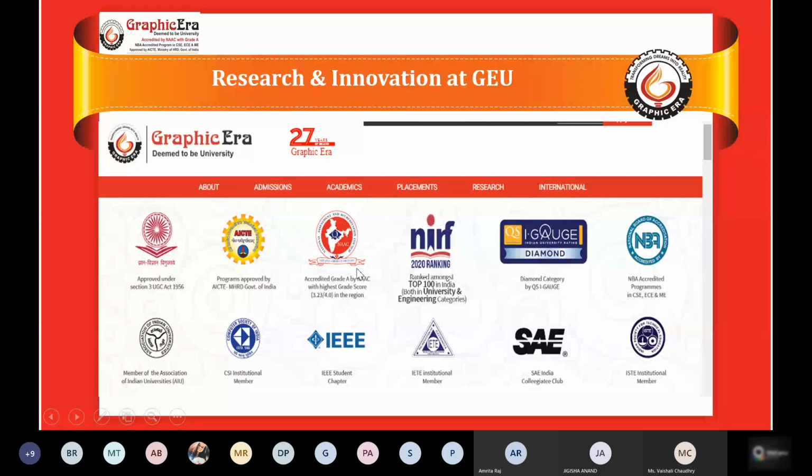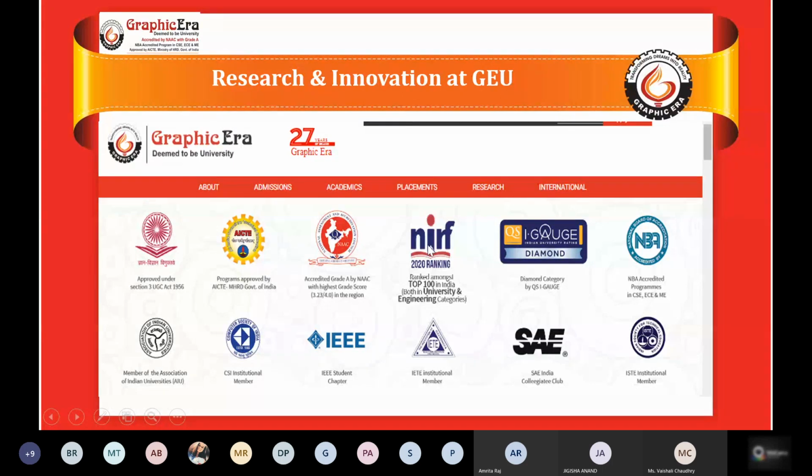Then we have a top NIRF ranking, right? We are among the top 100 in India, both in engineering and university categories. So this is one of the achievements, and this is why you have taken admission at Graphic Era University, because it tells that you will get overall personality development, not only in academics, not only in research.